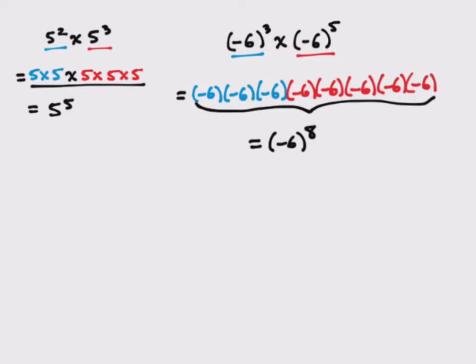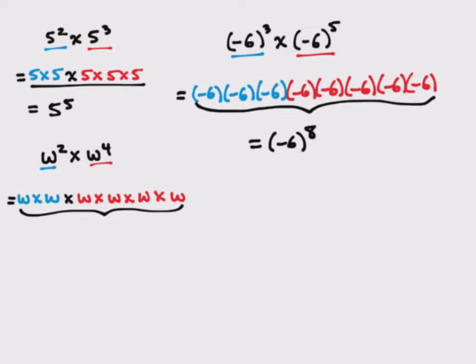Let's try another example using variables this time. How about w squared times w to the fourth power? Again, w squared we can rewrite as w times w, and w to the fourth power, we can rewrite as w times w times w times w. What do we end up with? We end up with 6 w's for a grand total of w to the sixth power.